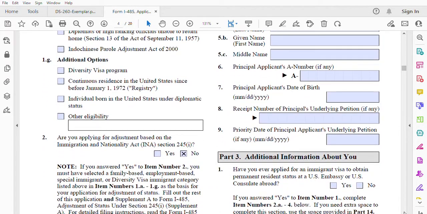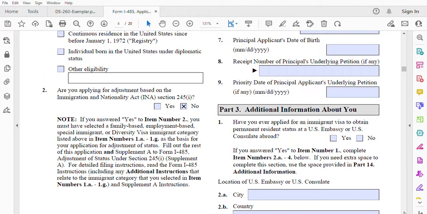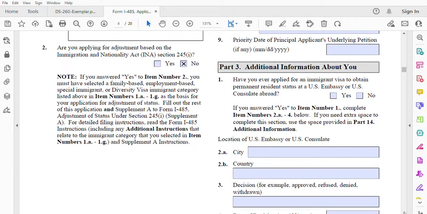So we're going to go to Part 3, additional information about you. Have you ever applied for an immigrant visa to obtain permanent residence status at a U.S. Embassy or U.S. Consulate abroad? In our case, no. If you answer yes, you're going to answer all these questions from 2A to 4.